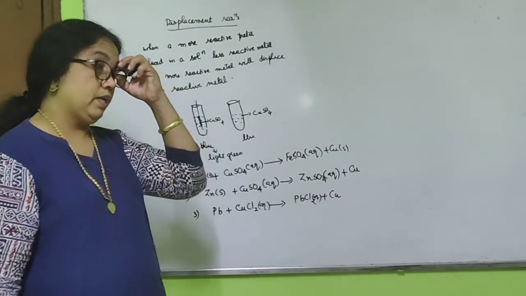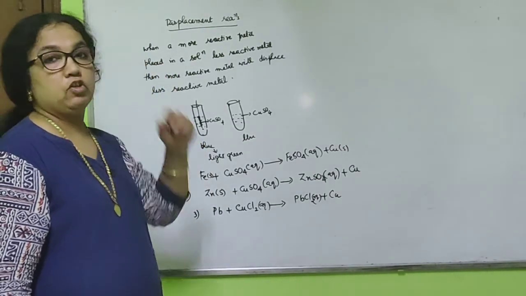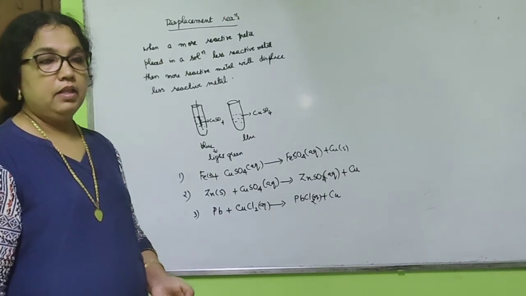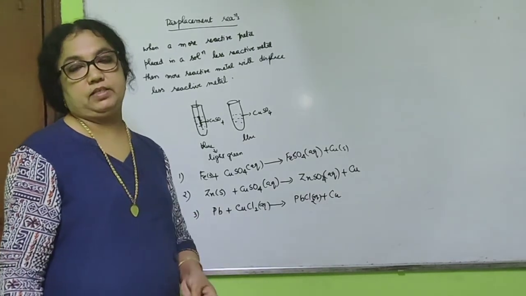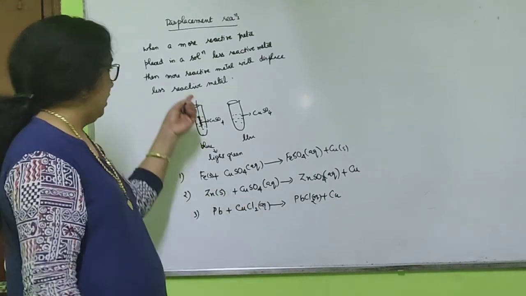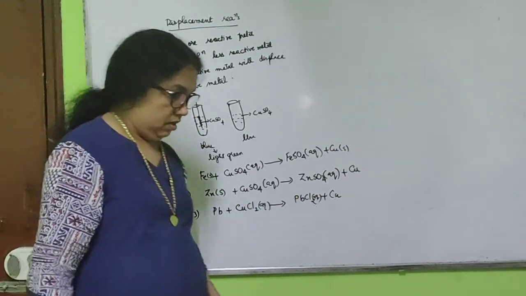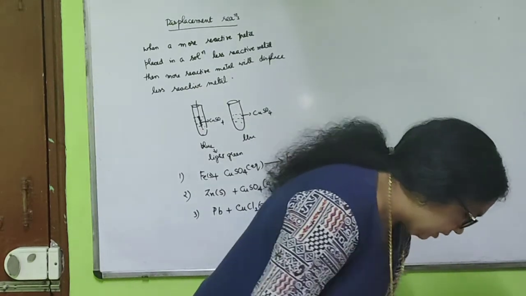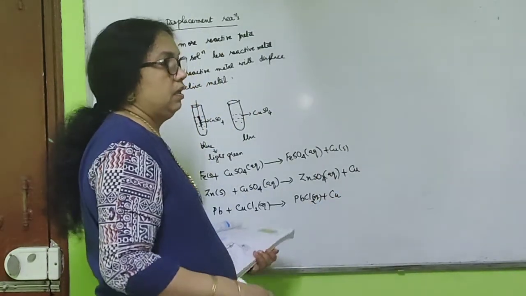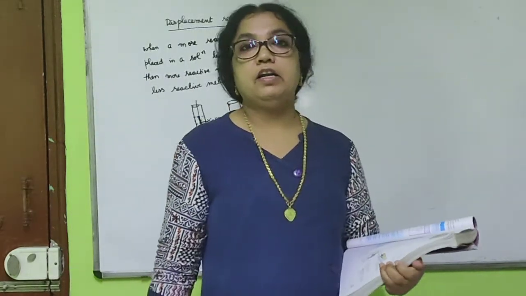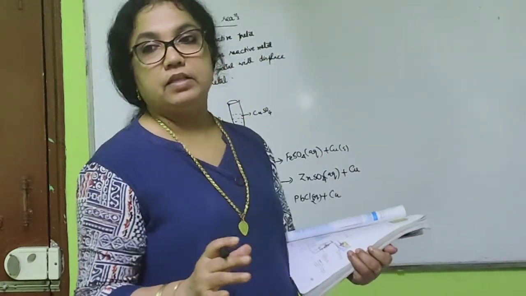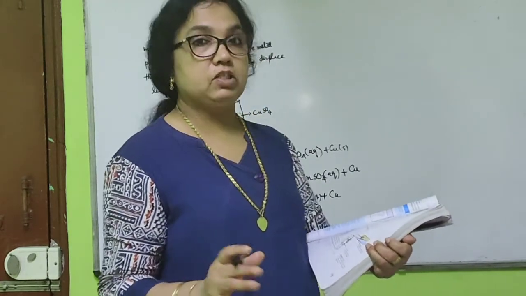So, in a displacement reaction, when a more reactive metal is placed in a salt solution of a less reactive metal, that more reactive metal will displace the less reactive metal from its solution. That is called a displacement reaction. Examples are given here. Now, double displacement reaction. In any reaction that produces a precipitate, groups of atoms are displacing each other.